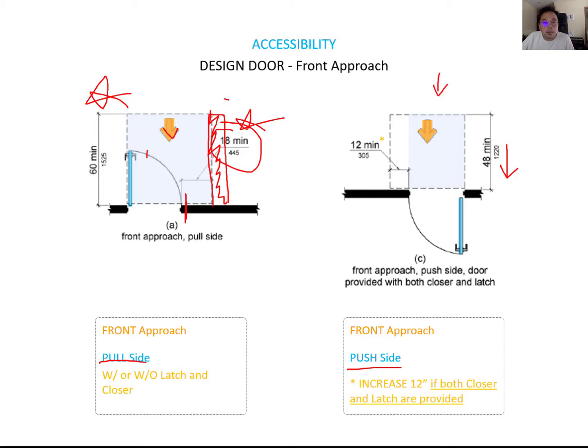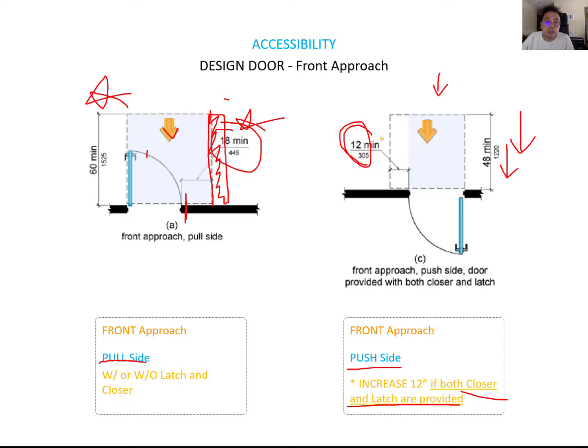Okay, and also when you have the push side and front approach, you can add a 12-inch clear space here if the closure and latch are provided. If your door doesn't have a closure and latch, you don't need to provide the 12-inch clear space.